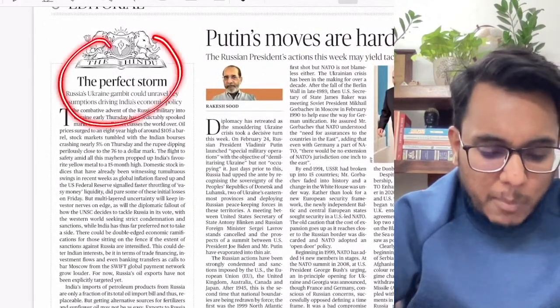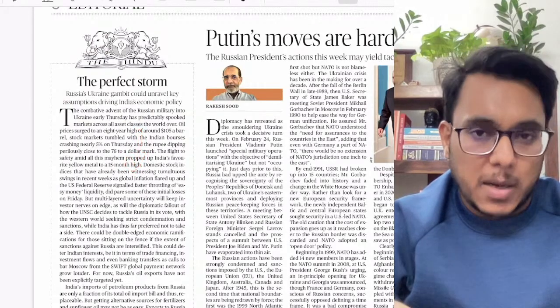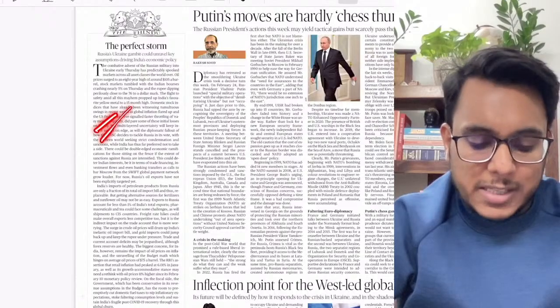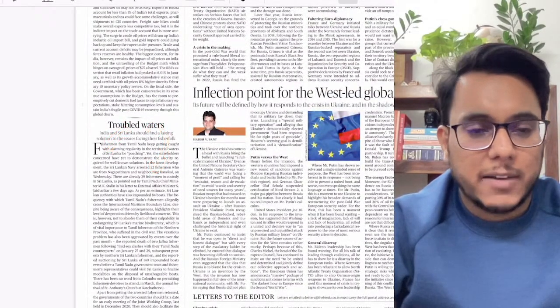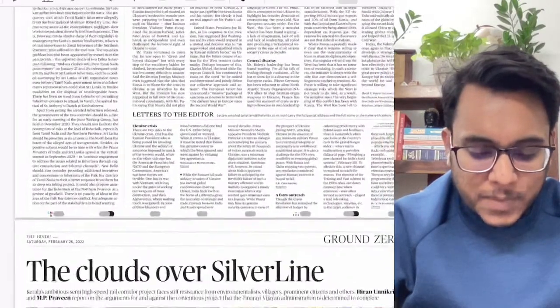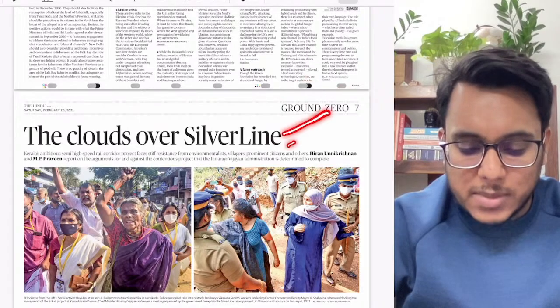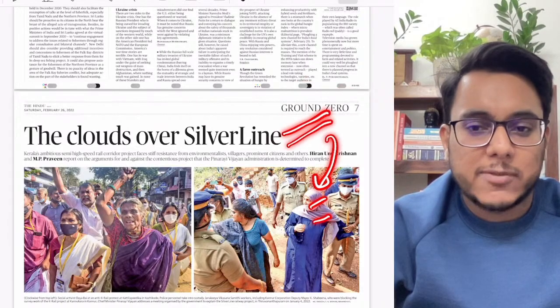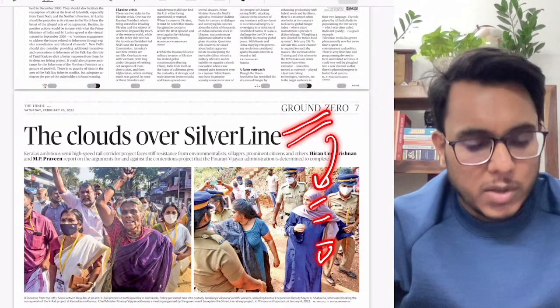Then 'The perfect storm'. This particular article is talking about the economic implications coming because of Russia's invasion. We'll see this article. 'Troubled waters'. This article talks about the India-Sri Lanka fishermen issue. We'll see this article. Then further, today being Saturday, the Ground Zero report comes, and the Ground Zero report investigates from the ground the situation of citizens on some of the issues.